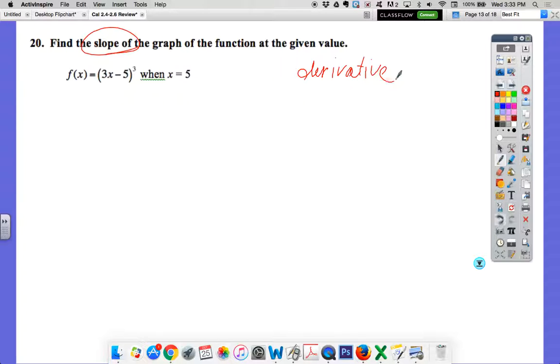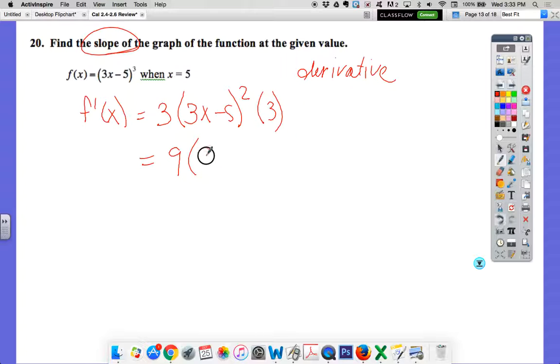So I need to find the derivative, and I need to plug in my x value. So let's do the derivative of this. Looks like chain rule. Bring down my power. I've got my u value, the power reduces by 1, and the derivative of the inside is 3. Clean it up, I need a 9. 3x minus 5 raised to the second.